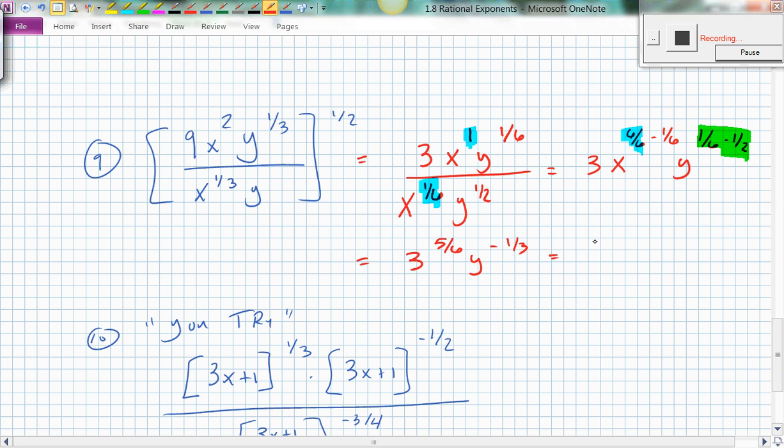So that is 3x to the 5/6, all divided by y to the 1/3, and I think that's exactly how the book leaves it. Yep, sure is.